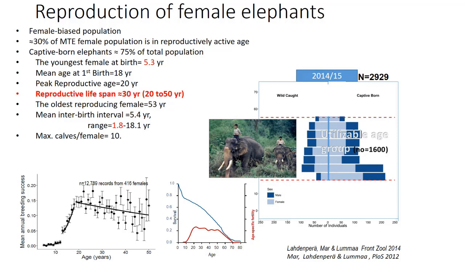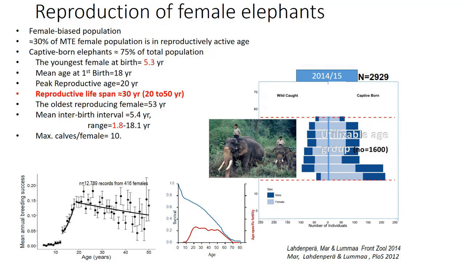Looking into how they reproduce, the pattern of reproduction in our workforce, our MT elephant population is female biased, and 30% of MT females are of reproductive active age. This is between age 20 and around 50. Captive-born elephants make up 70% of the total population. What we found amazingly, in these 4,000 birthing records, is that the youngest female in our database that gave birth was 5.3 years old at the time of her first offspring. We notice the females become younger and younger when they are in captivity.